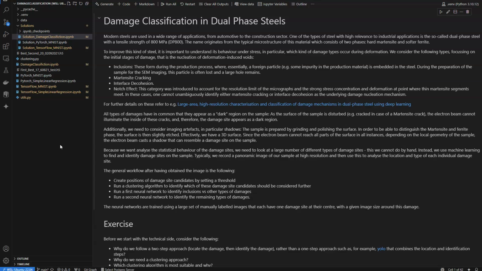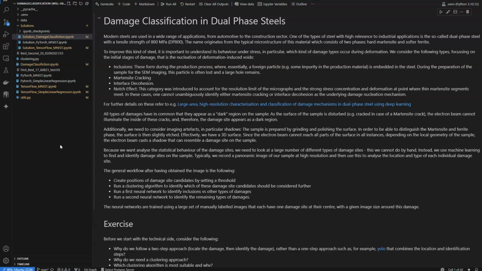And we have what's called interface decohesion. You can imagine that the martensite and the ferrite phase come into contact, and if you then pull at the sample, they can come apart at this interface between them. This is why it's called interface decohesion. It's also what we can call notch effect or resolution limit, and this was essentially introduced to account for damage that we see where there is a damage or there will be a damage soon. It's just nucleating, but it's so small that we cannot really tell what kind of damage it will be.